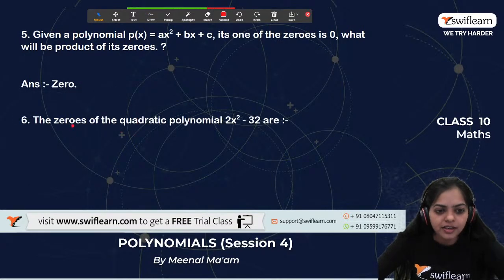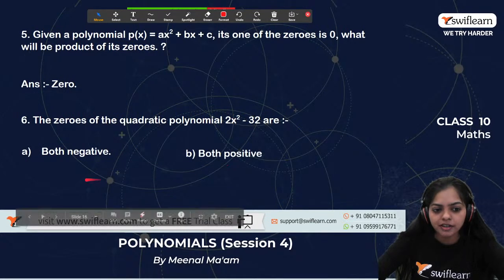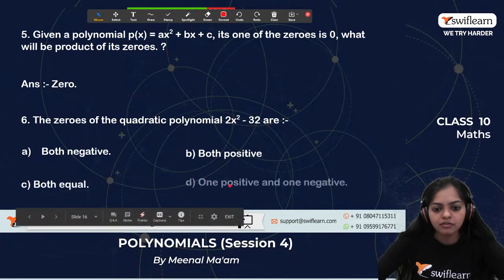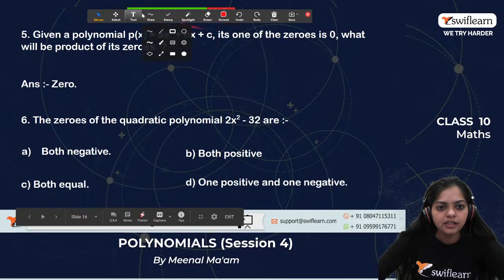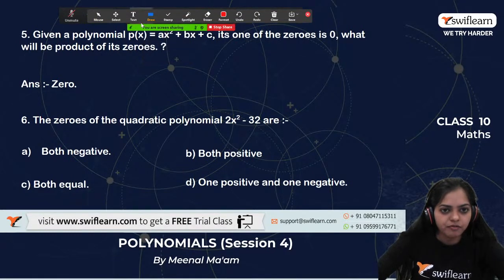What do you all say? The zeros of the quadratic polynomial 2x square minus 32 are. So we have to find the values of the zeros of a quadratic polynomial, and the options are both negative, both positive, both equal, and the last one is one positive and one negative. I think you all can try this question. I am waiting for your answer.